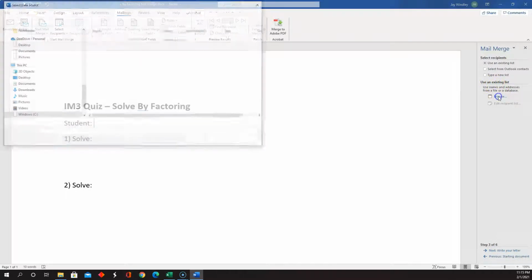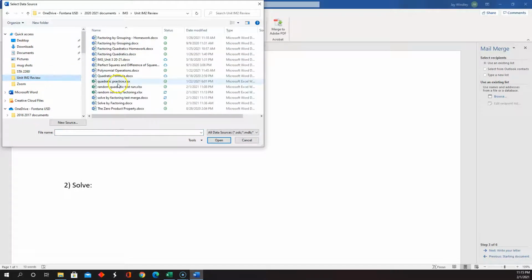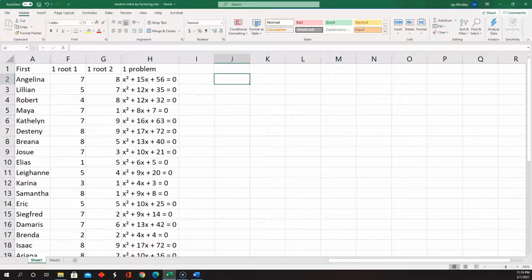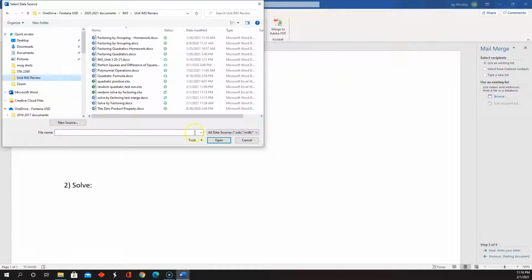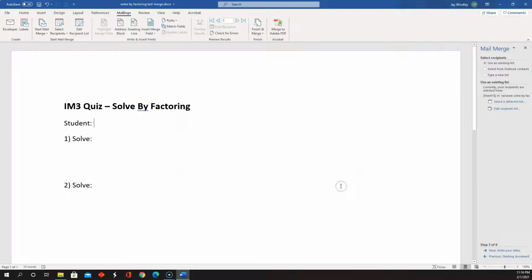Browse for a list of students or a list of recipients. So I'm going to go back to the folder that I was just in, Unit IM2 Review, and I'm going to grab that Excel spreadsheet I was just working on. Hold on just a second. I need to close this or else it's not going to let me open it. So, quadratic random solve by factoring right there. It's going to ask me what sheet, and I'm going to use the stuff that's on sheet 1. And we got all that. And then we click on next.